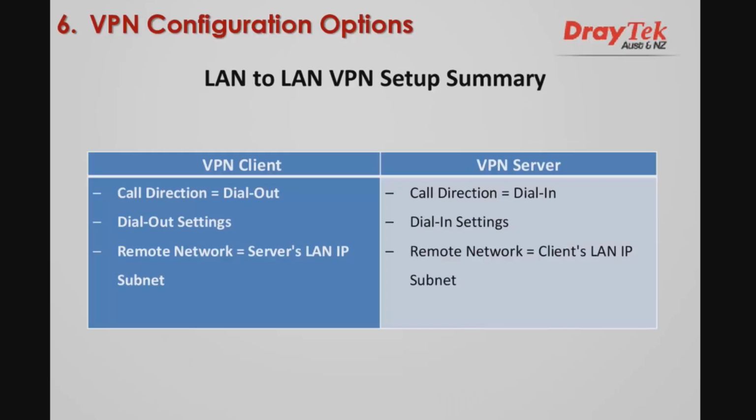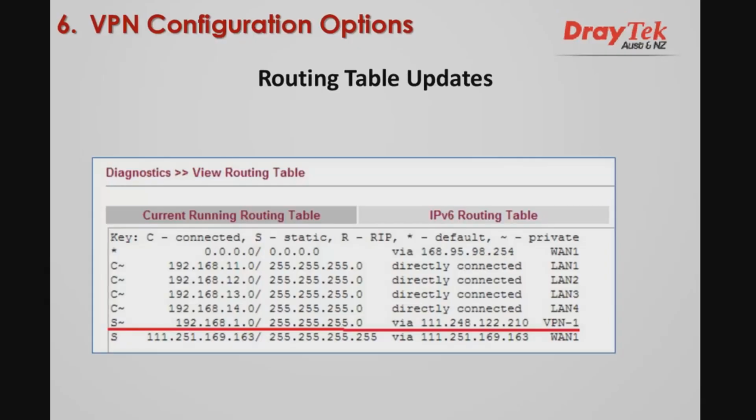Here we have a summary of the settings for LAN to LAN VPN tunnel configuration. For VPN client, we set the call direction to be dial out. Use the dial out settings menu. For the remote network, we enter the server's LAN IP subnet. For the VPN server, we will set the call direction to dial in. Use the dial in menu settings. And for the remote network, we enter the VPN client's LAN IP subnet. Once the VPN tunnels are established, the routing table in the router is updated with a static routing pointing to the remote network.